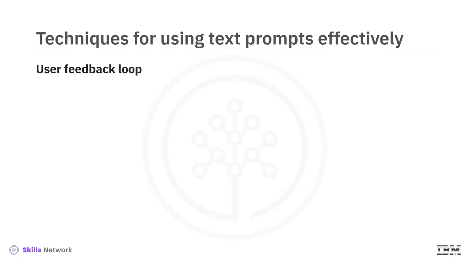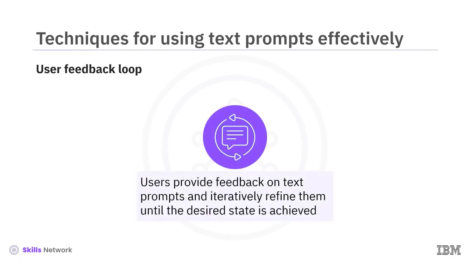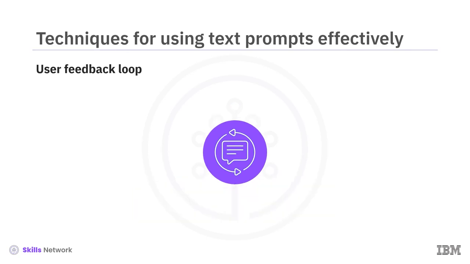However, often you will not get the desired response in one prompt, and you may need to iterate. This is where the user feedback loop technique comes in, wherein users provide feedback to text prompts and iteratively refine them based on the response generated by the LLM. This loop allows users to improve the model's output quality incrementally until the desired state is achieved.